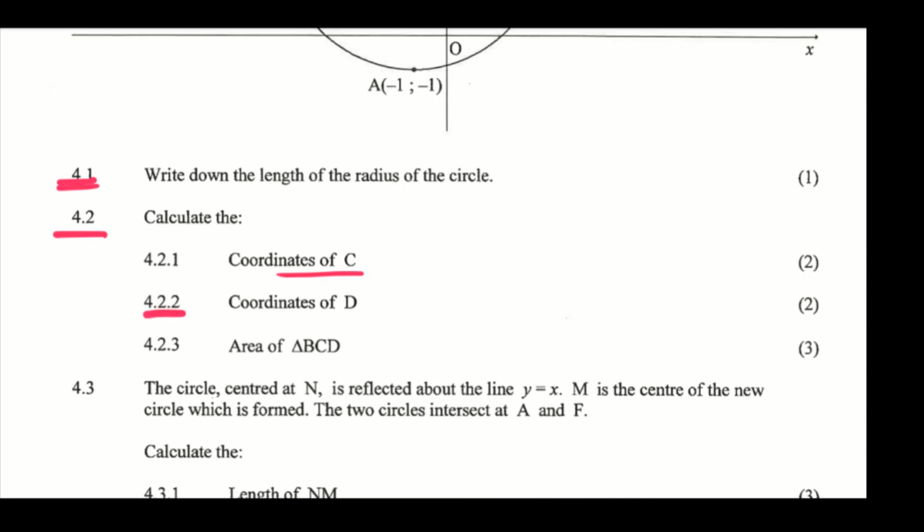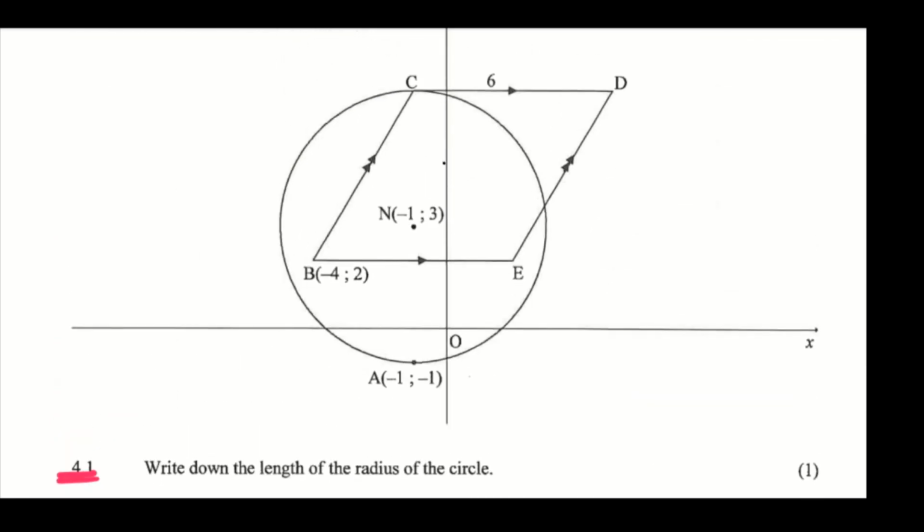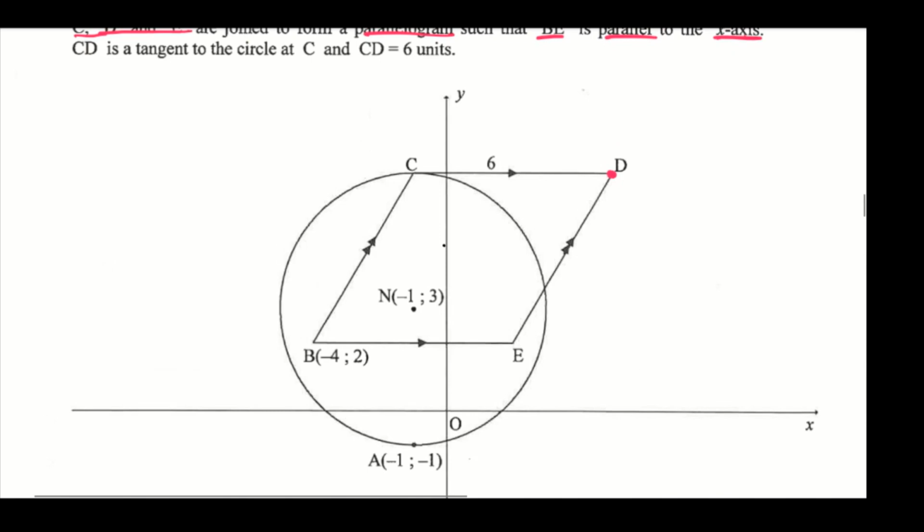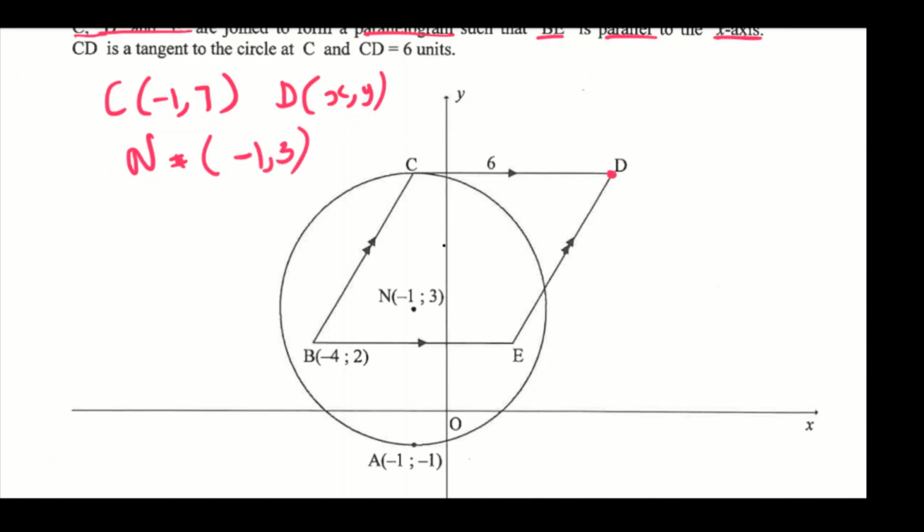So now we're going to do 4.2.2. Calculate the coordinates of D. Coordinates of D, which is this one here, right? So for us to really find the coordinates of D, we already know the coordinates of C, and C is basically minus 1 and 7, and then D we don't know, so it's x and y. And another thing that we know is the coordinates of N, which is minus 1 and 3. We know the distance from C to N, which is 4 units, right? And we also know the distance here, which is 6 units, right?